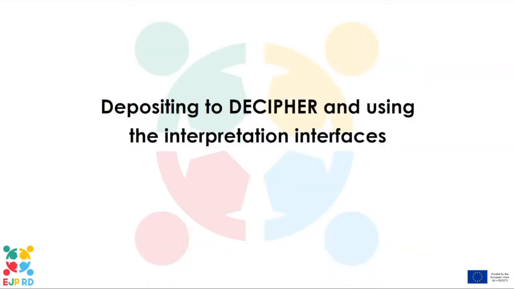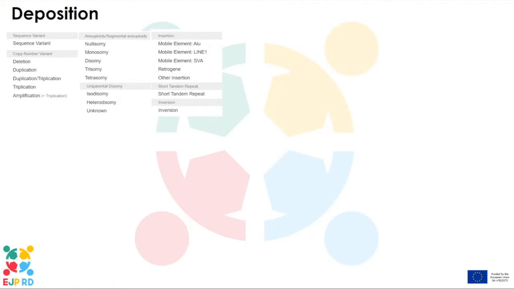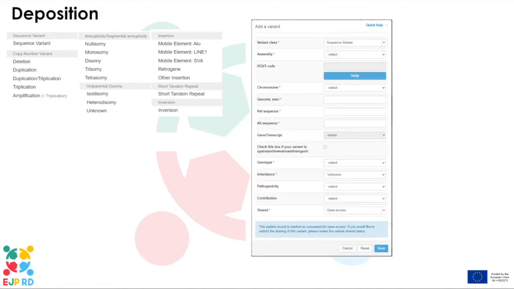So obviously it is possible for you to deposit data to Decipher, and when you deposit data you get additional interpretation interfaces and you get access to more features. So I'm just going to show you some of these features. Obviously what I've shown before is we support the deposition of all types of genetic variation.